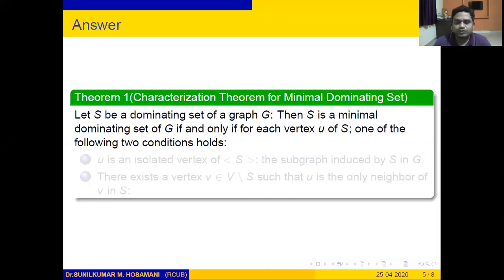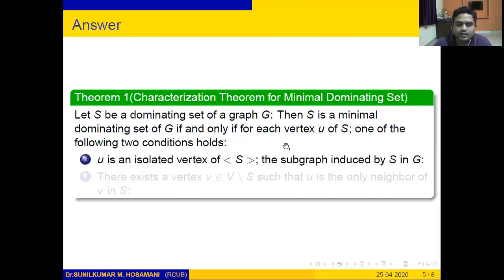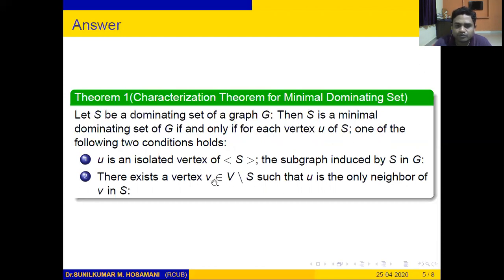Now this is the answer to my question, that is, the characterization theorem for minimal dominating sets. The statement of this theorem says: let S be a dominating set of G. Then S is a minimal dominating set if and only if for every vertex u of S, one of the following two conditions holds. One, u is an isolated vertex of the induced subgraph on S, that is, the subgraph induced by S in G. Two, there exists a vertex v belonging to V minus S such that u is the only neighbor of v in S. So what is the meaning of this theorem? Suppose S is any dominating set.